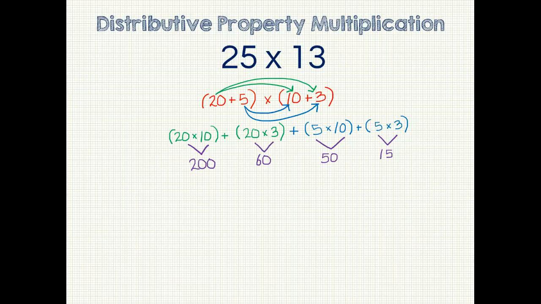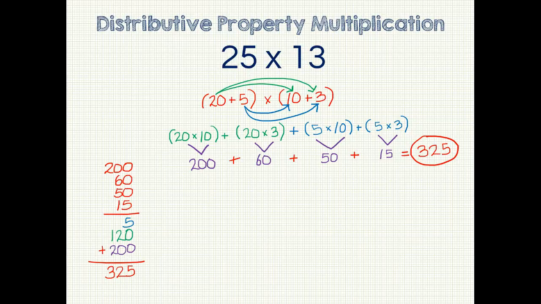Let's use the vertical addition strategy over on the side to do that. It looks like we just have 5 ones. 6 tens plus 5 tens plus 1 ten equals 12 tens, or 120. We just have 2 hundreds. And finally, 5 plus 120 plus 200 equals 325.